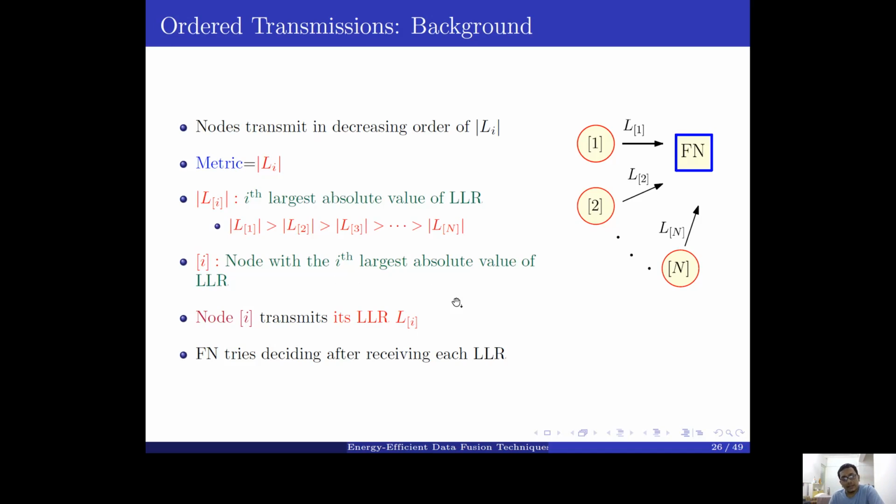When the node's timer expires, it transmits its LLR to the fusion node. Every time the fusion node receives an LLR, it tries to make a decision. Now let's try to understand how it makes a decision.